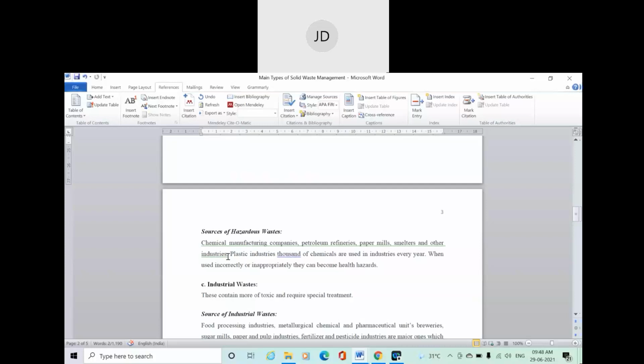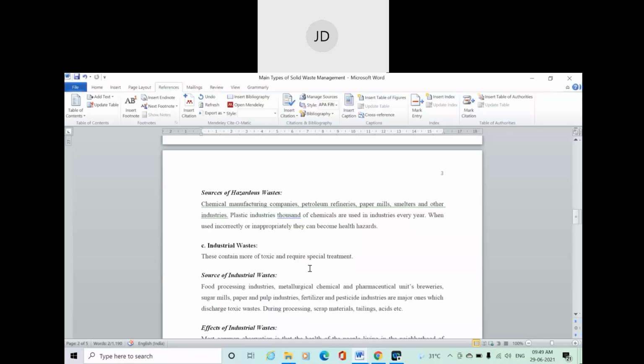The sources of hazardous waste, we already discussed, can be medical facilities, a nuclear power plant, an oil or petroleum refinery, or a paper mill. All these are examples of sources of hazardous waste. You can also consider all chemical industries.